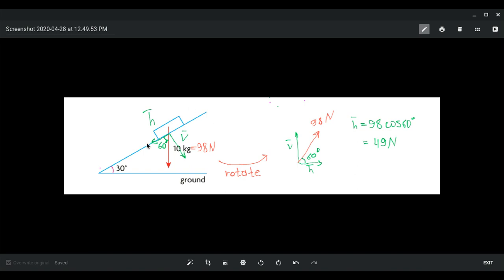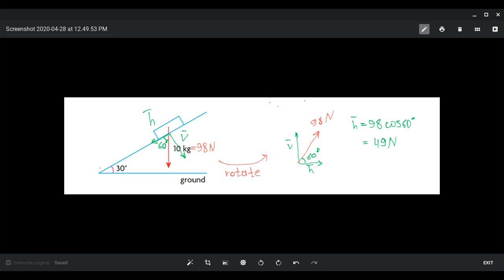In order to resolve this force, which is the vector in red, and which is 98 newtons, given that the mass is 10 kilograms, one of the components should be parallel to the ramp, because this is what the question asks. We know that the second component should be perpendicular to the first component. Then this is how it's going to look. So I labeled them H and V for horizontal and vertical.